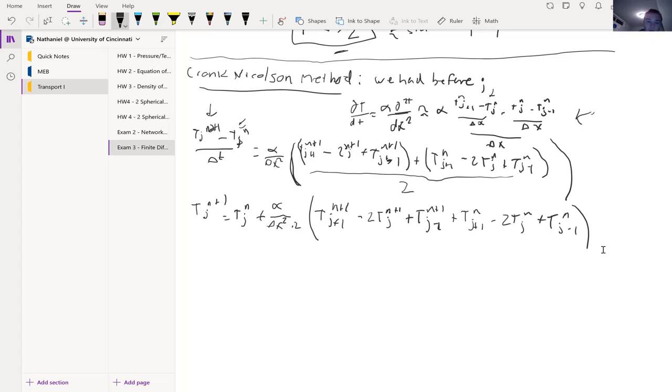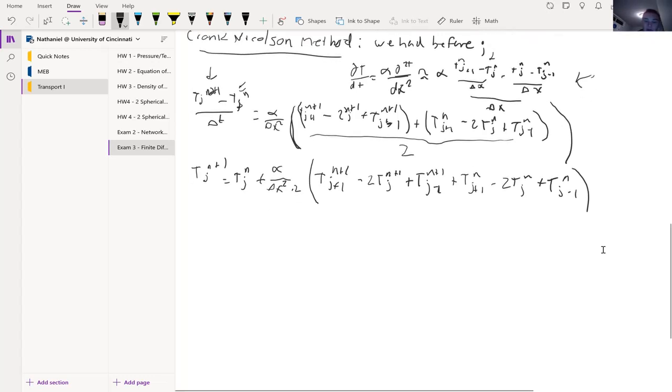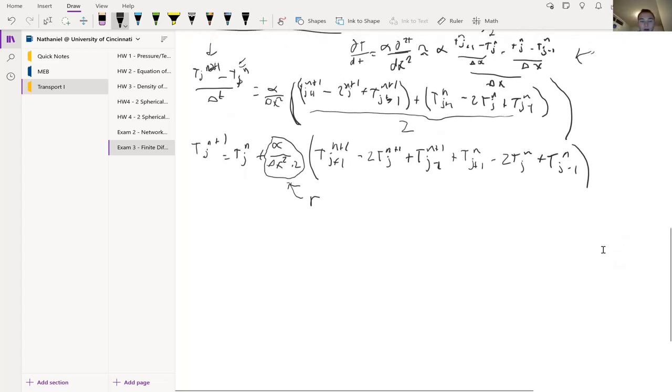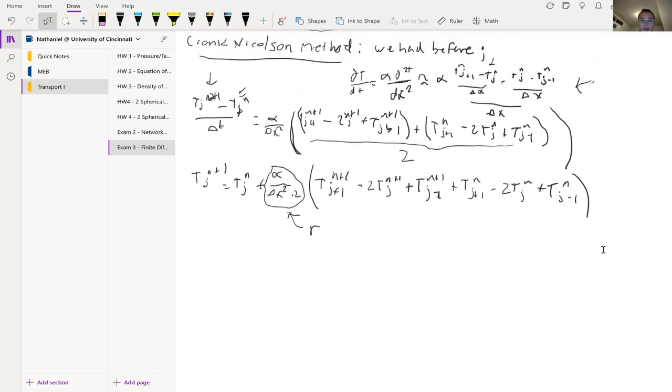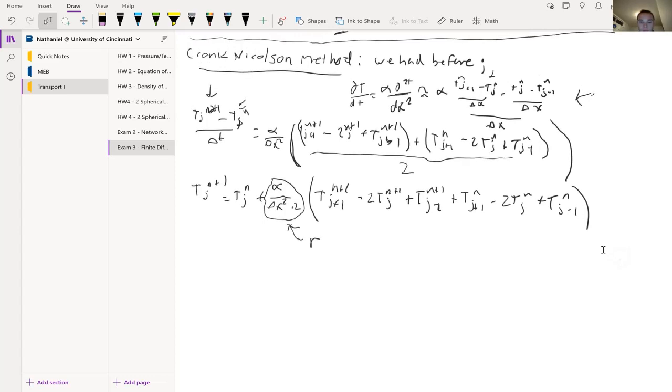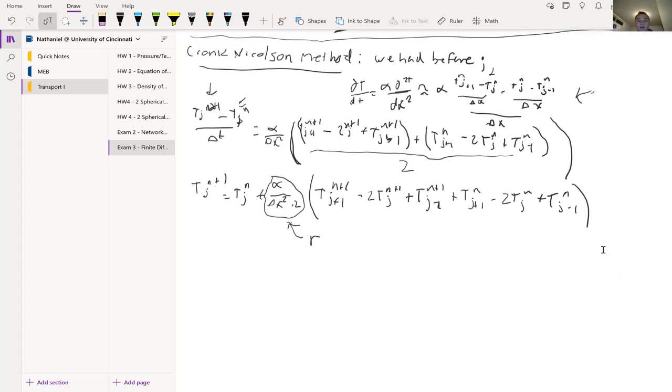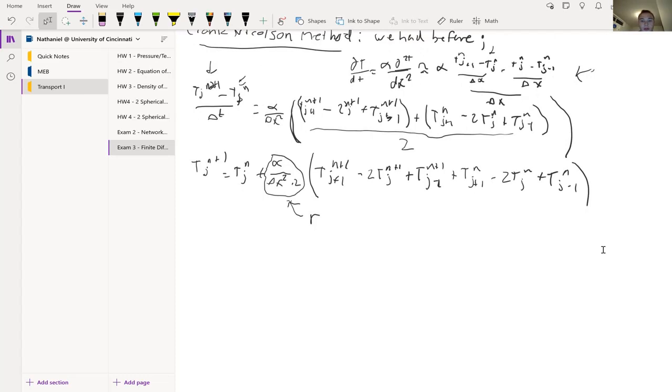And this is our Crank-Nicolson method. It's a little bit different because you can see we have this divided by 2 and multiplied out. So this expression right here will be our R in this value. So this is our Crank-Nicolson method, the equation that we want. And in this case, we're taking the average of the second derivative approximations from our heat diffusion equation. So this is our Crank-Nicolson method, and now we're going to do a stability analysis.